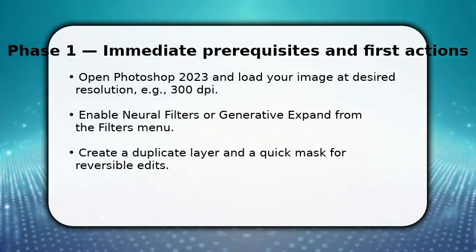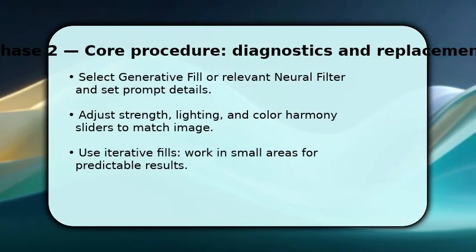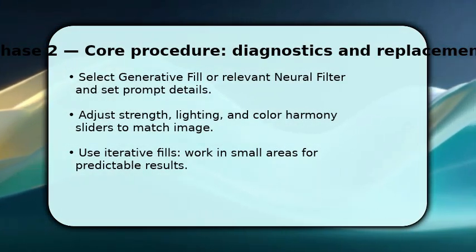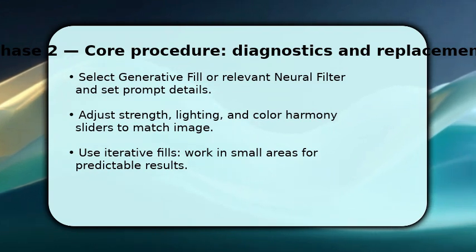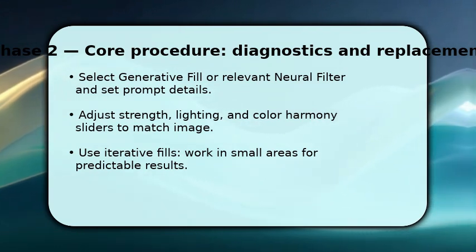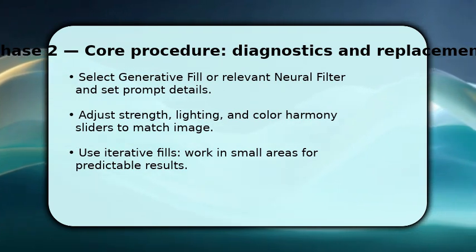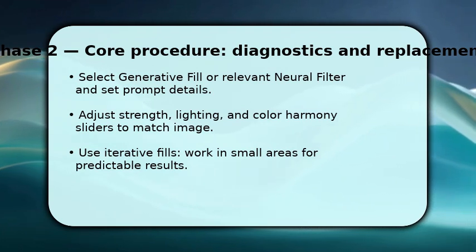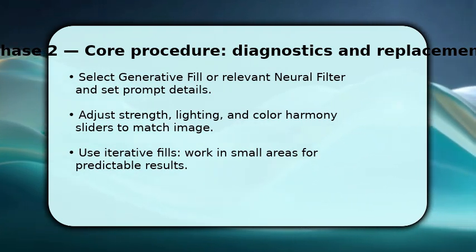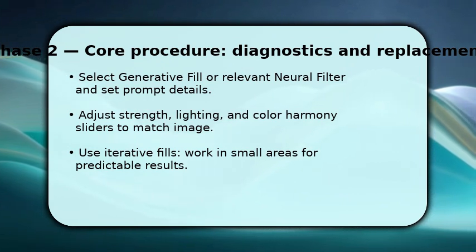You now use generative fill or a neural filter to describe the change. Be concise and specific in your prompt because details guide the output. Then adjust strength, lighting, and color harmony sliders so results blend into the scene. This is why small parameter tweaks matter. Once done, apply fills iteratively.